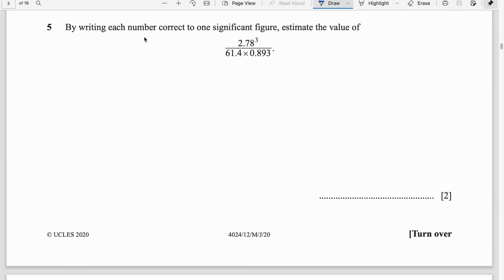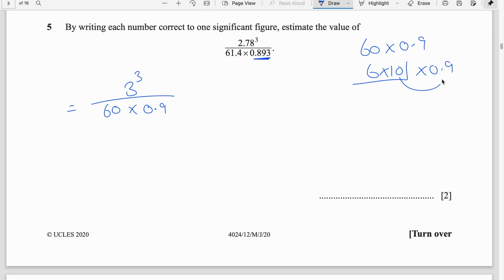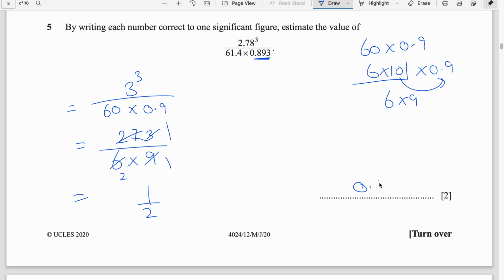By writing each number correct to one significant figure, estimate the value. So when you write 2.78 to one significant figure, this becomes 3, the power stays there. 61.4 becomes 60 and 0.89 becomes 0.9. So first deal with this number. I'm writing it as 6 into 10 into 0.9. If you give this 10 to this, it becomes 6 into 9. So 3 cube is 27 divided by 6 times 9. 9 1 times, 9 3 times, 3 1 times, 3 2 times. So 1 by 2. The resulting answer is 0.5.